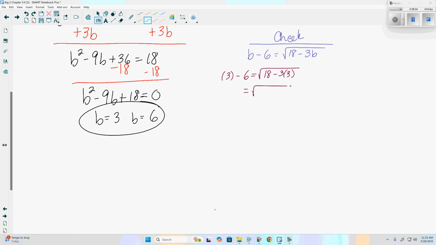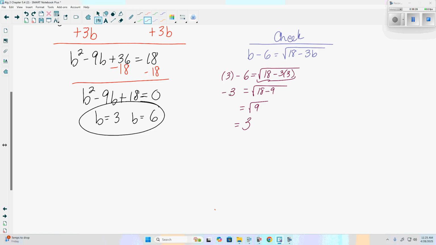The right-hand side, I'll deal with the radical first. We have 18 minus 3 times 3. Well, negative 3 times 3 would be negative 9. 18 minus 9 is 9. Square root of 9 is 3. Really, if y'all wanted to, especially on the test, I'd take the square root of 18 minus 3 times 3 in the calculator, hit enter. It'll tell us that it is 3.